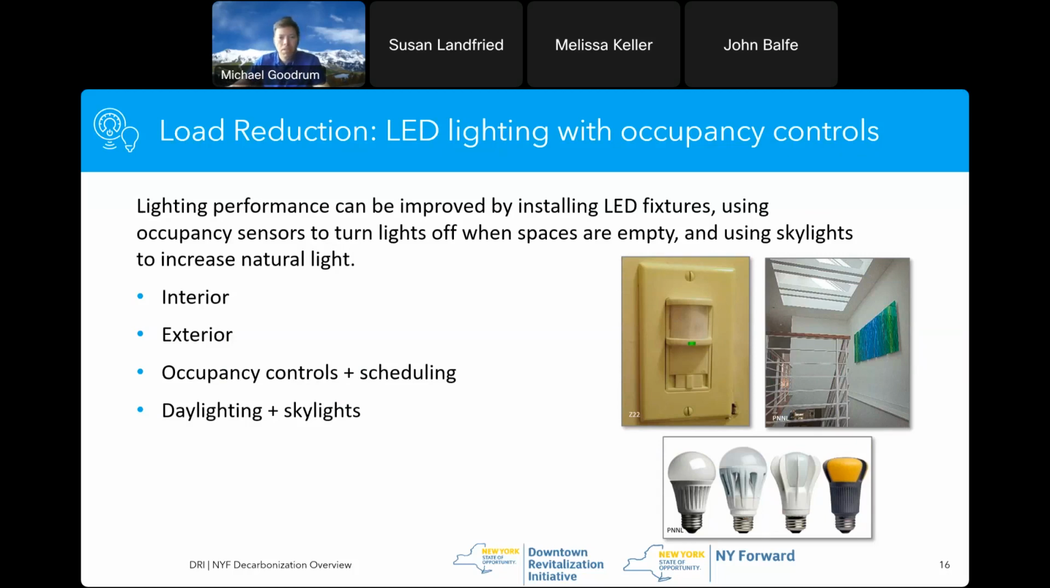So those are all some very good strategies for buildings, and lighting in particular is usually a pretty low cost retrofit for an existing building that can save you quite a bit. And it can also help reduce the electric load to make space for heat pumps, and we'll get into that later.